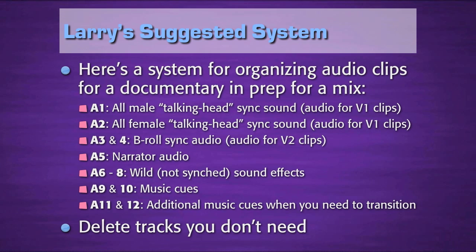On tracks A3 and A4, put the B-roll sync audio. This is the sound that goes with the pictures on V2. On A5, put your narrator audio. On A6, 7, and 8, put wild, that's not synced, sound effects. And on A10, put all of your music cues. If you need to make a transition, add another pair of tracks, and on A11 and 12, put the additional music cues you need when you want to make a transition from one piece of music to another. Now you can delete the tracks you don't need, but I always organize them exactly the same way. It makes editing and finding stuff later both easier.